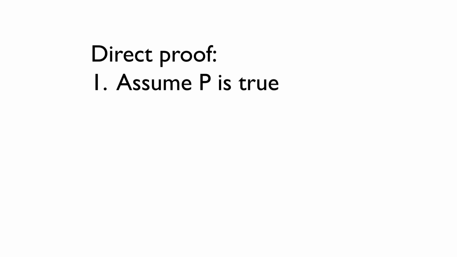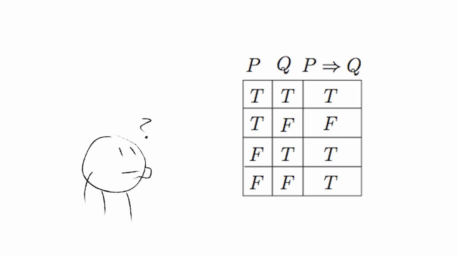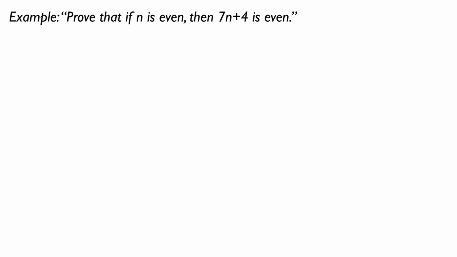We assume P to be true, and then we have to prove by logical deduction that Q must also be true. We don't concern ourselves with the possibility of P being false, because if it is, the conditional statement is true anyway. So let's take a look at an example.